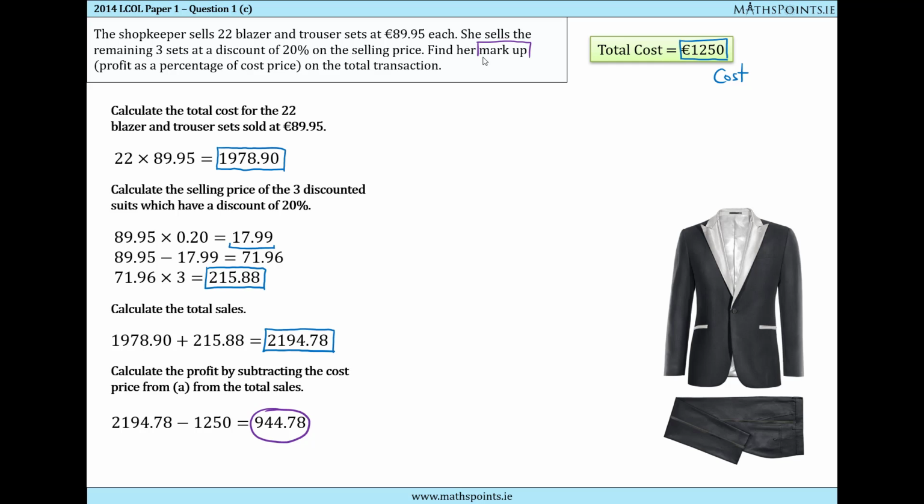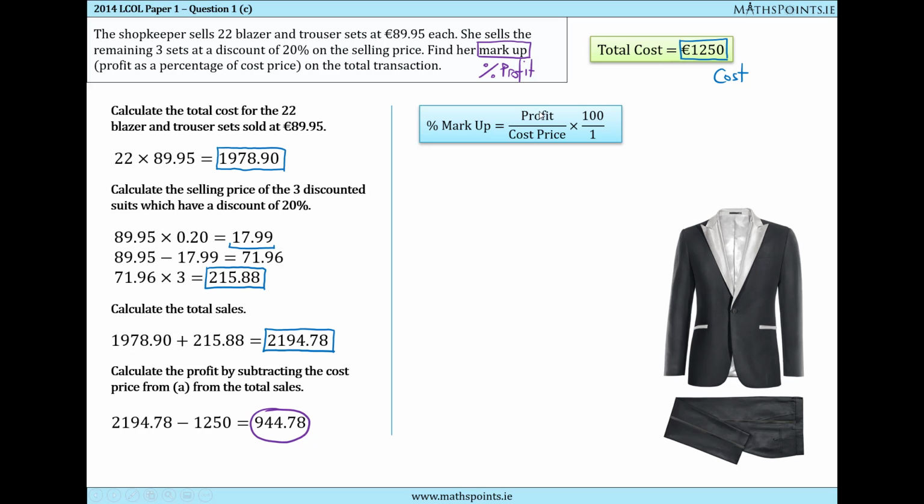So this was his actual profit, but we want to find what's called the markup. And the markup is just another way of saying the percentage profit. So it's the percentage profit when we express the profit as a percentage of the cost price. So our formula says that the markup is the profit over the cost multiplied by 100 to turn it into a percentage. The profit is €944.78 over the cost, which is €1,250, and then we multiply it by 100 and we get 75.58%. And so the percentage profit or markup in this question by the shopkeeper was 75.58%.